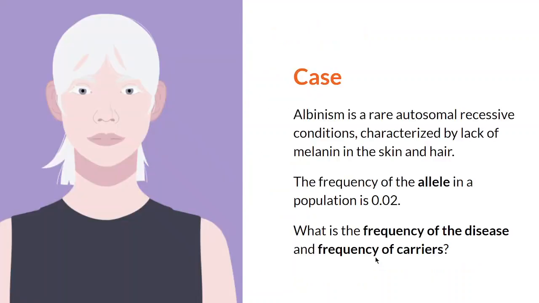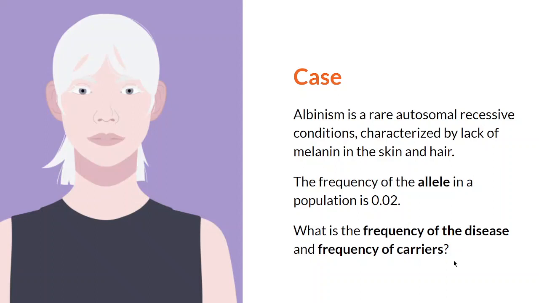Moving on to our next case. So albinism is a rare autosomal recessive condition characterized by a lack of melanin in the skin and the hair. The frequency of the allele in the population is 0.02. What is the frequency of the disease and the frequency of the carriers? Again, pause the video and have a go. And welcome back. So hopefully you were able to solve that.